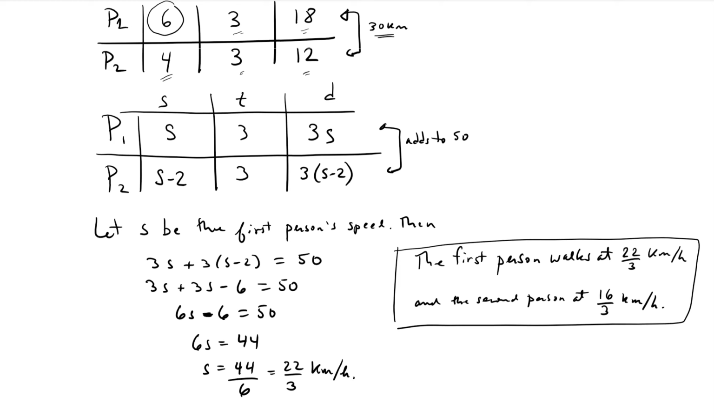And we could verify this, that this works actually. So in 3 hours, you see they have walked 3 times 22 thirds plus 3 times 16 thirds. I'm getting worried now. 3 over 3 cancels out. So 22 plus 16 is 38. Aha, so what mistake have I done? Let's take a look and correct it. Because this should be equal to 50 and it's not.